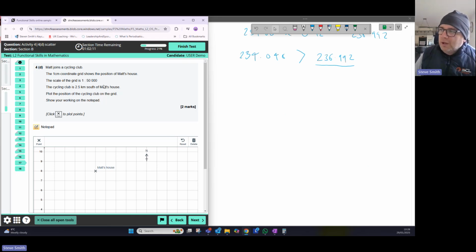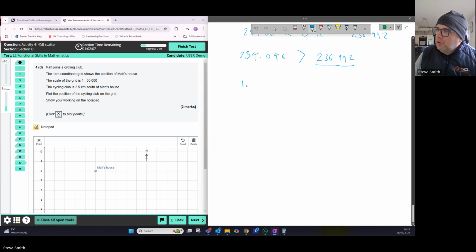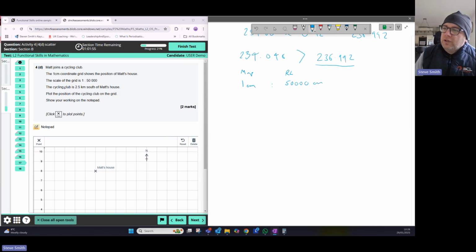So the first thing I'm writing on my paper is that 1 centimeter on the map is the same in real life as saying 50,000 centimeters. Okay. The cycling club is 2.5 kilometers south of Matt's house.